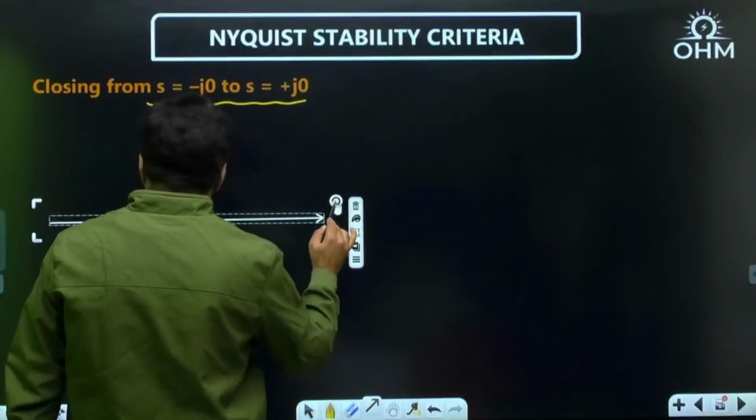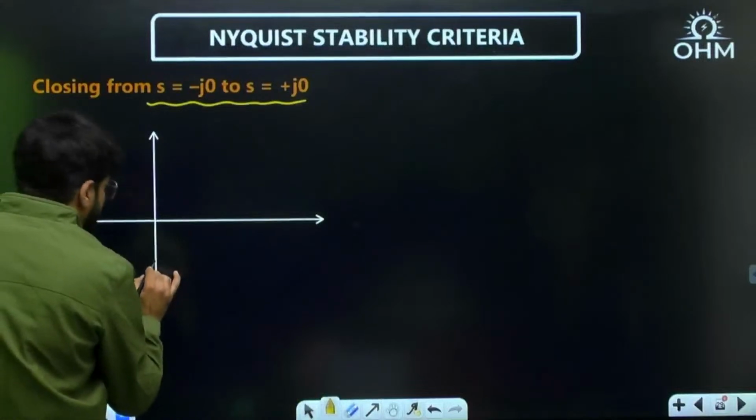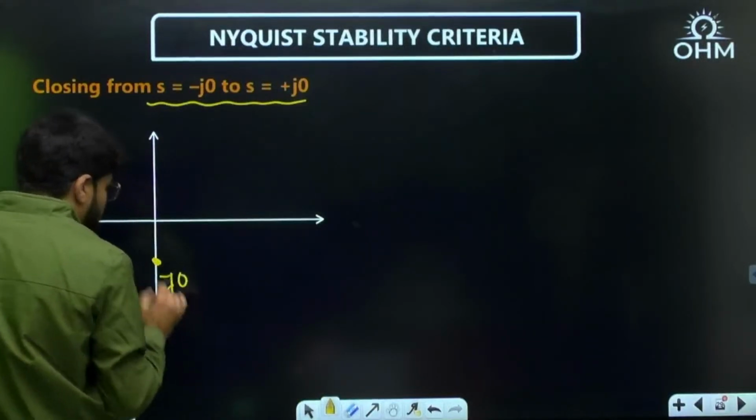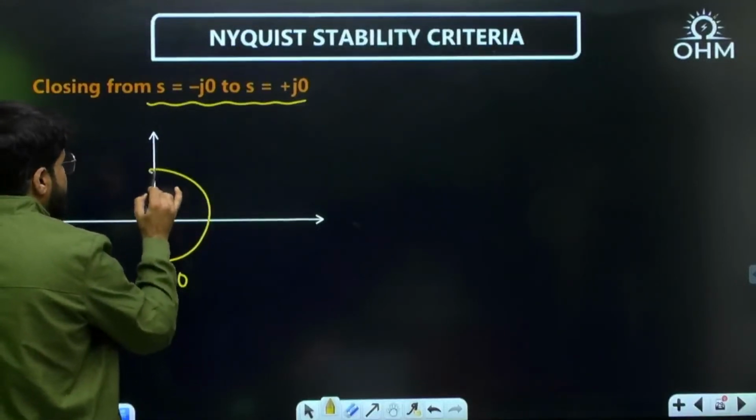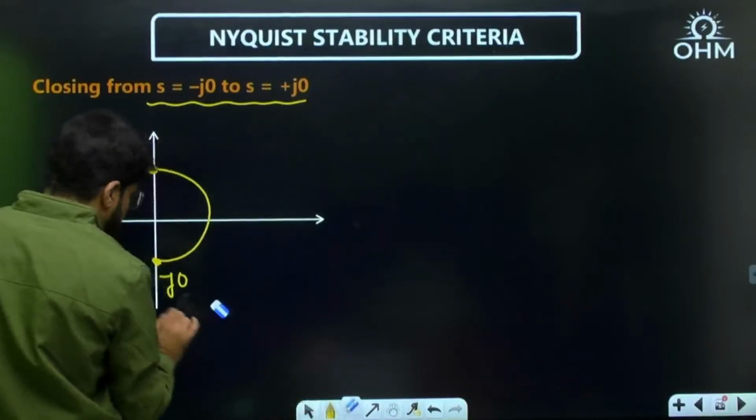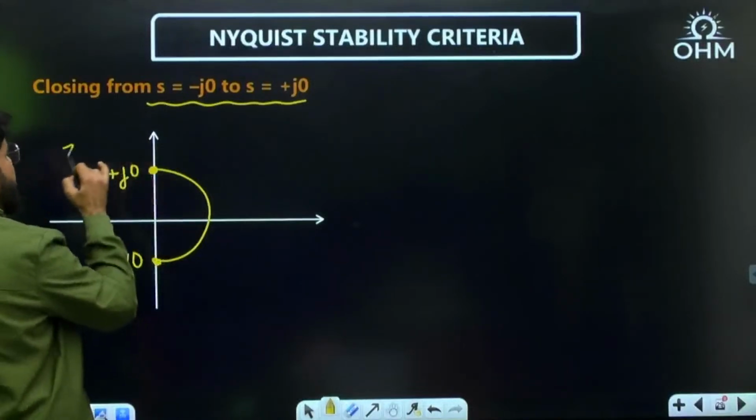I'll make a little bit zoomed picture. Suppose this is minus j0. It should be very close to the origin, but I am taking a zoomed picture for your visibility. And suppose this is plus j0. So minus j0, plus j0, a little bit zoomed picture.